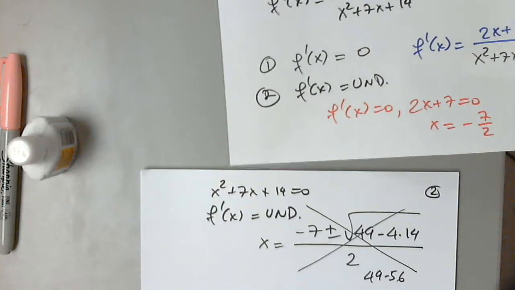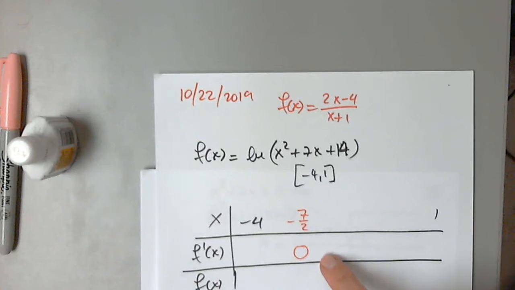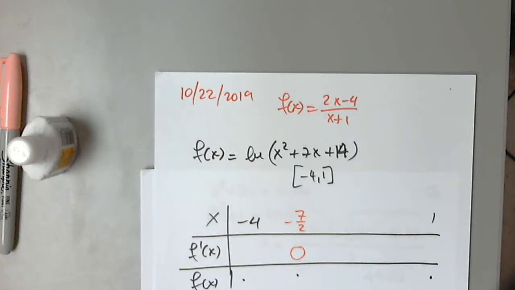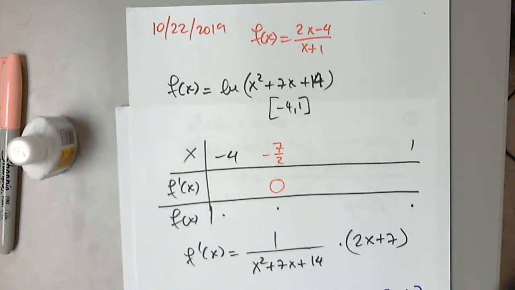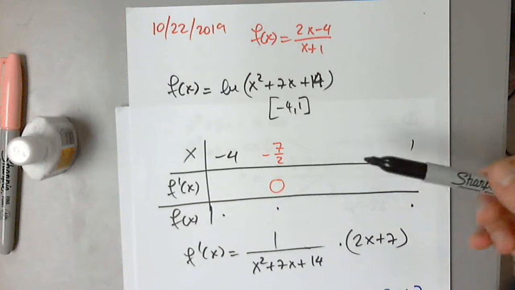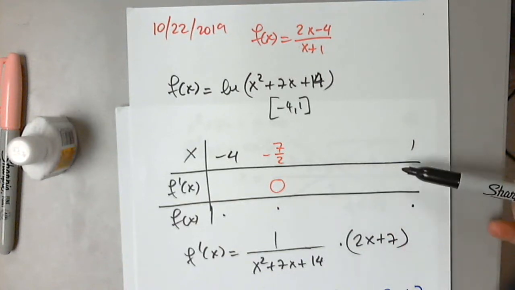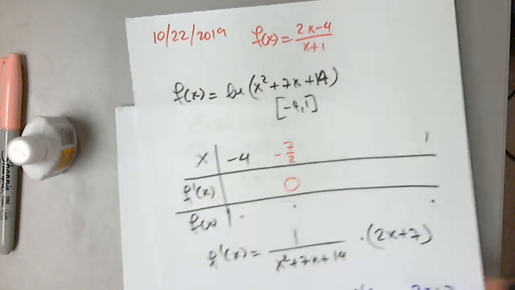Which is negative 7/2, right here. I have to determine immediately these three numbers, the y values: the y value at negative 4, the y value at negative 7/2, and the y value at 1. Is this clear?